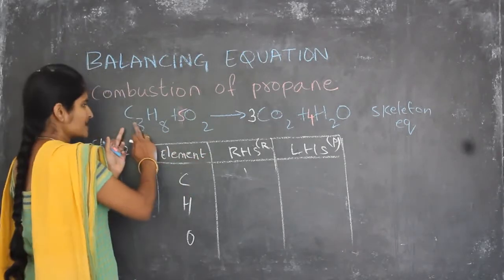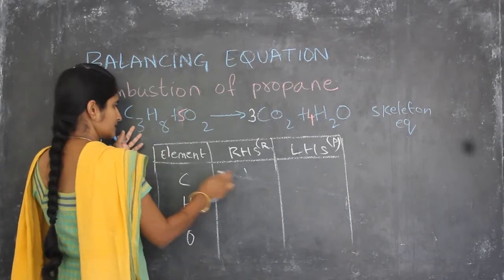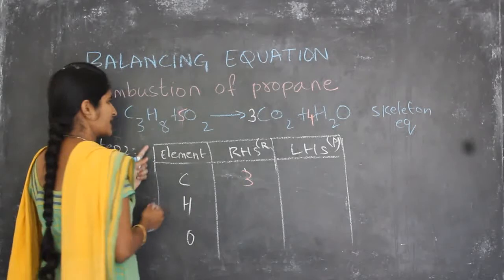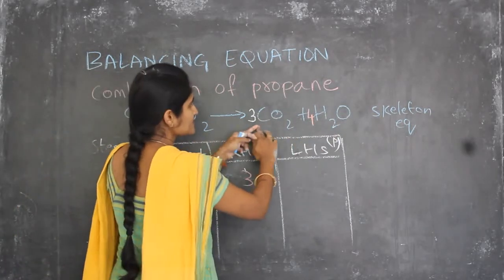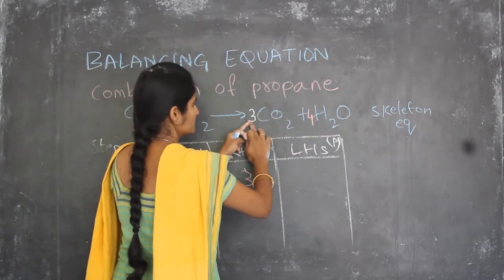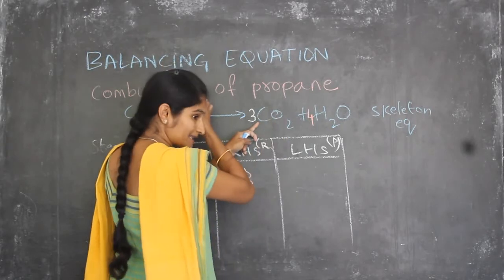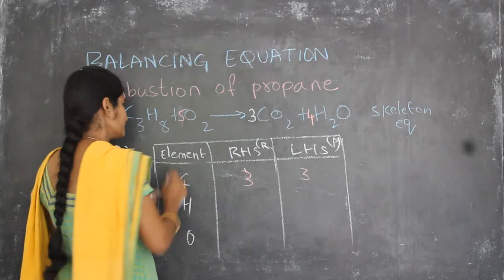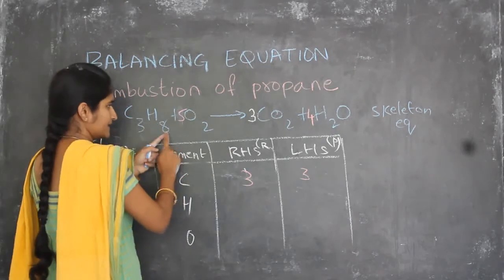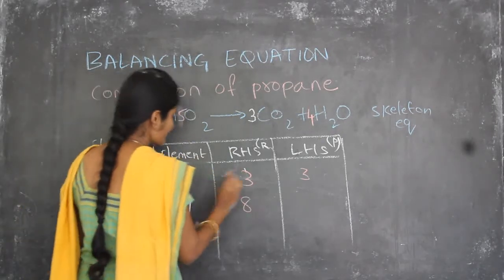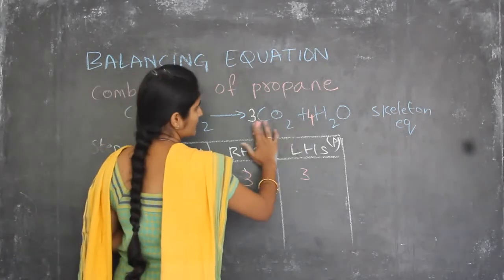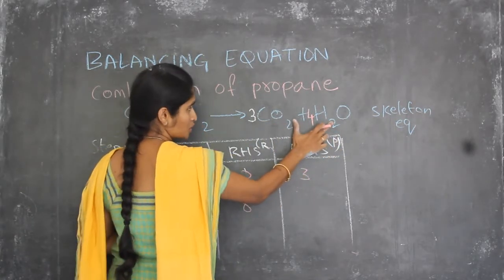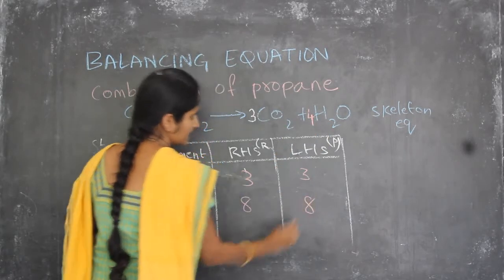So carbons. How many carbons are there? 3. So on the right hand side, I have 3 carbon atoms, and on the LHS side also I have 3. Here the subscript is nothing, so 1 into 3 is 3. Yes, I got that carbon. Next, hydrogens 8. Here there is no hydrogen, here there is hydrogen. Subscript is 2, so 2 into 4. How much is it? 8.